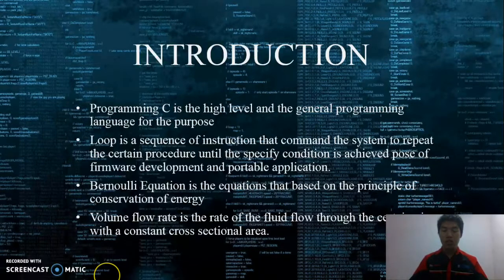So in this experiment, I am using the Bernoulli equation. The Bernoulli equation is the principle of conservation of energy. It includes the pressure, the kinetic energy, and the gravitational potential energy. Besides the Bernoulli equation, volume flow rate is also included in the calculation. Volume flow rate is the product of the cross-sectional area of a pipe and the velocity of the water flow or fluid flow in the pipe.